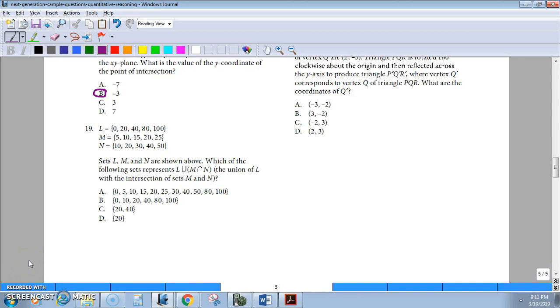All right, you guys, last two questions. Question 19. Sets L, M, and N are shown above. Which of the following sets represent?